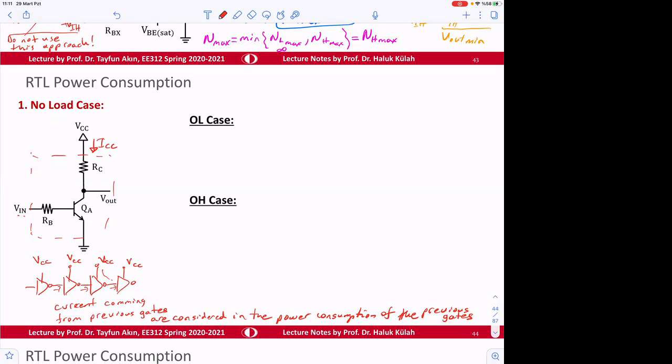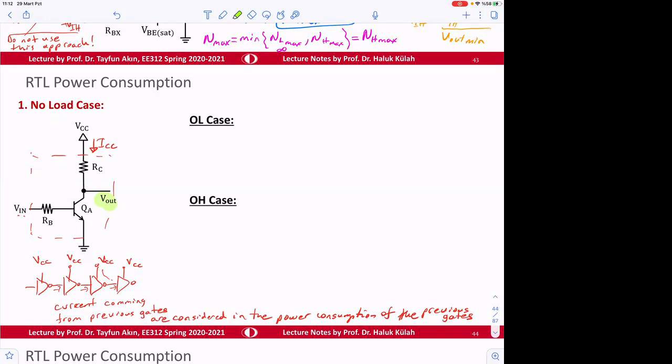So of course, VCC times ICC is going to be the power consumption, but we know that output can be high or low. So in the circuit, maybe 80% of the time output is high, 20% output is going to be low.